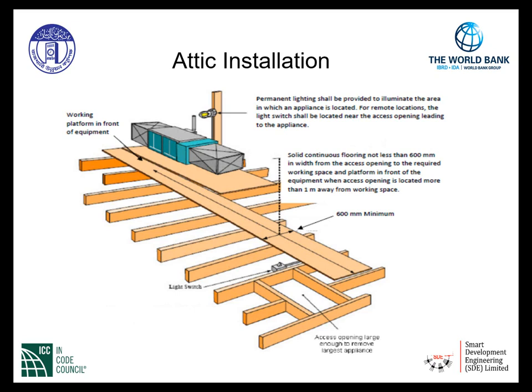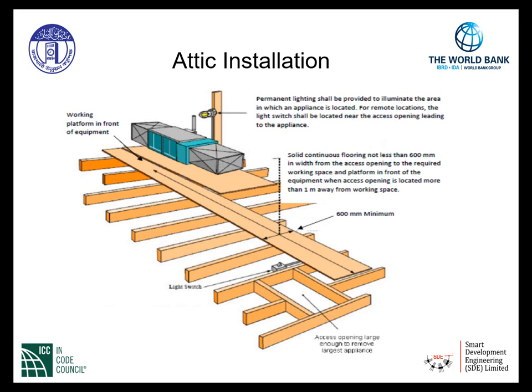As you can see to the lower right-hand side of the slide, there is an access opening large enough to remove the largest appliance. We have a light switch that provides control of a permanent lighting fixture located near the appliance. We have a working platform in front of the equipment, as shown in the upper left-hand portion of the graphic. The permanent lighting shall be provided to illuminate the area in which the appliance is located.